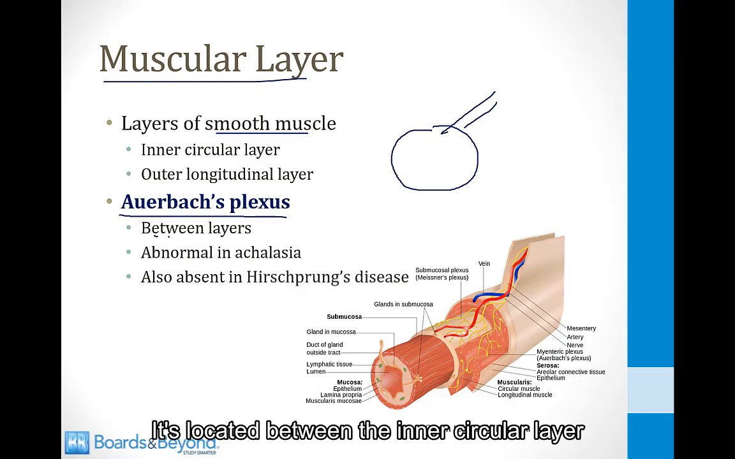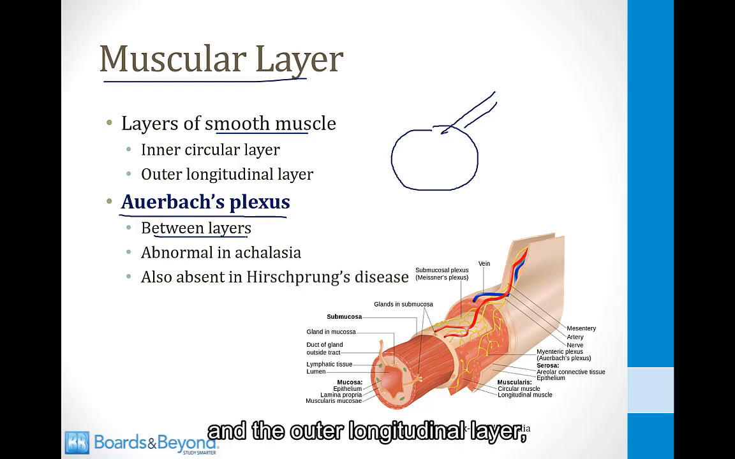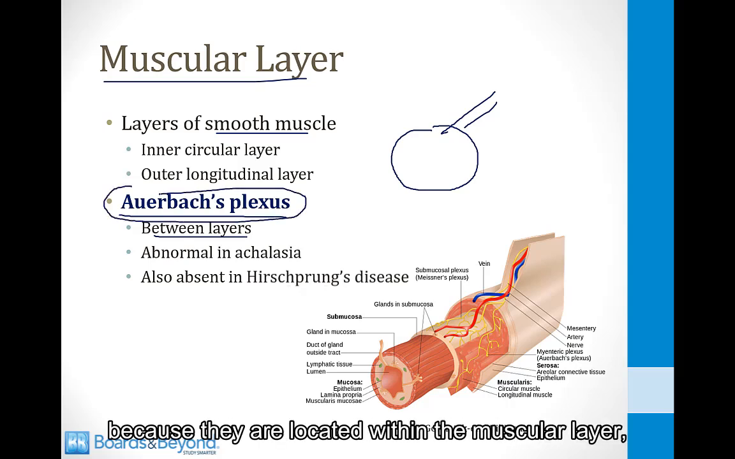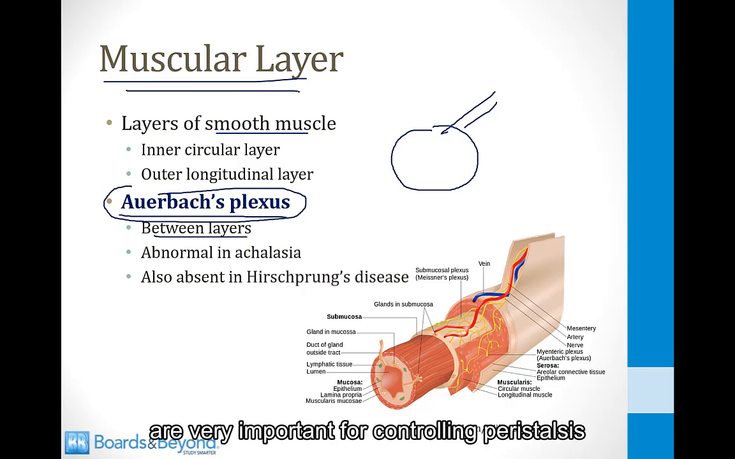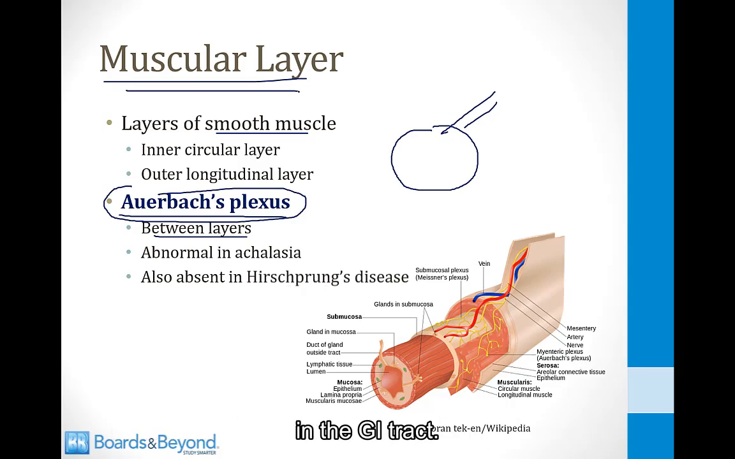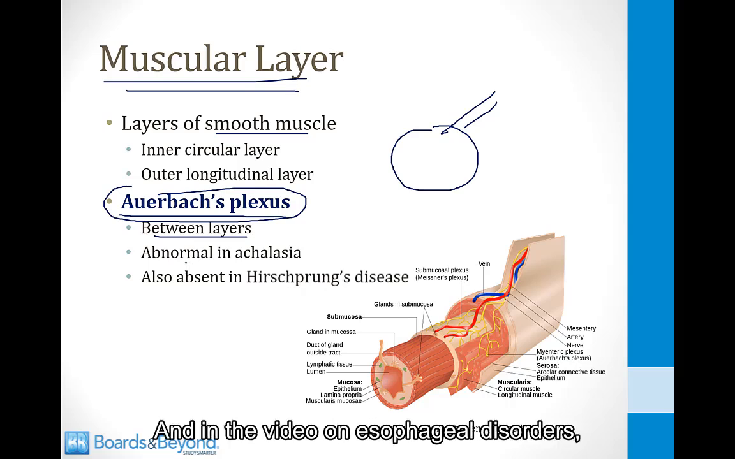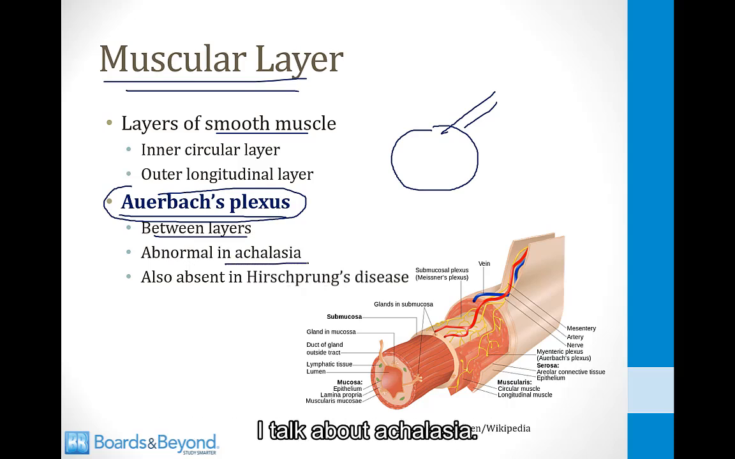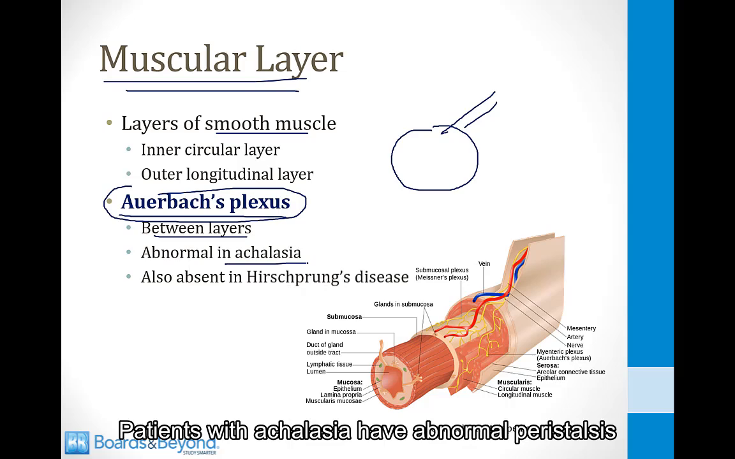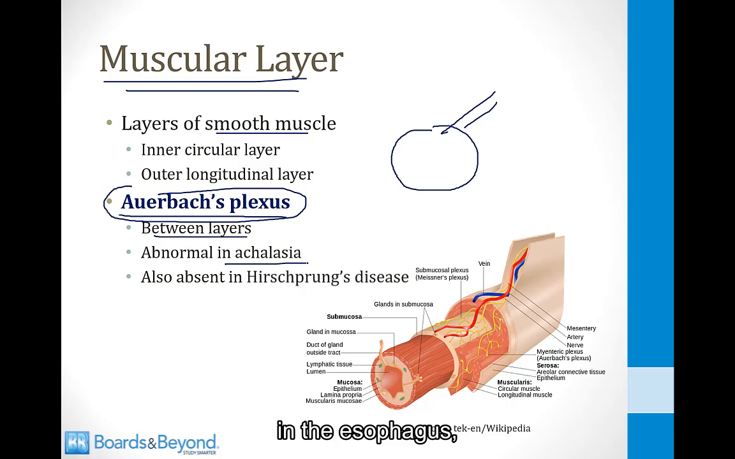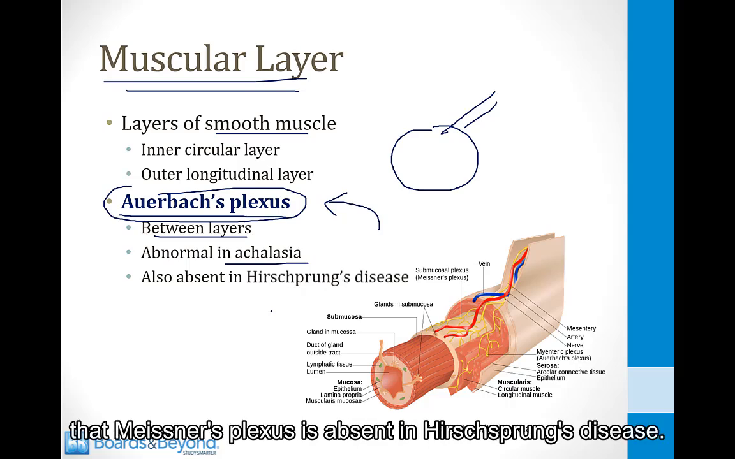Within the muscular layer, you can find another nerve plexus called Auerbach's plexus. It's located between the inner circular layer and the outer longitudinal layer. And the nerves of Auerbach's plexus, because they are located within the muscular layer, are very important for controlling peristalsis in the GI tract. And in the video on esophageal disorders, I talk about achalasia. Patients with achalasia have abnormal peristalsis in the esophagus, and that's because of abnormalities related to Auerbach's plexus. And then on the last slide, I mentioned that Meissner's plexus is absent in Hirschsprung's disease.